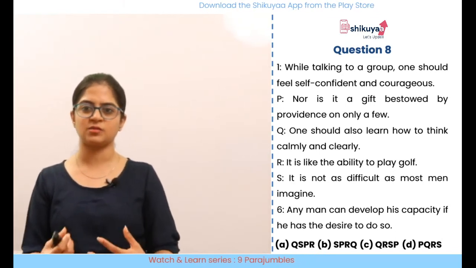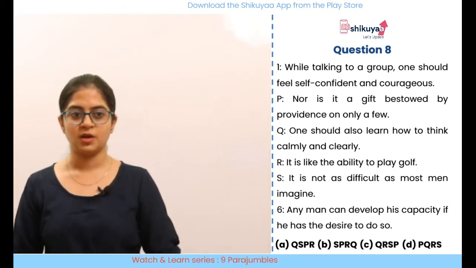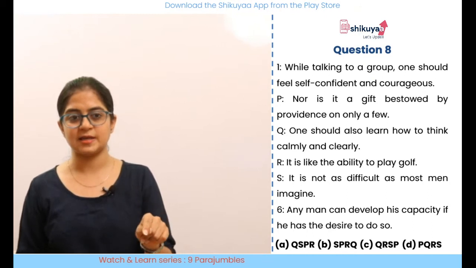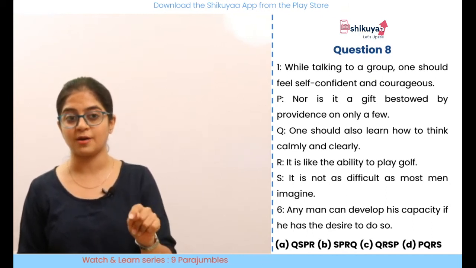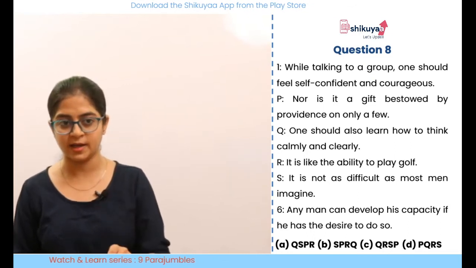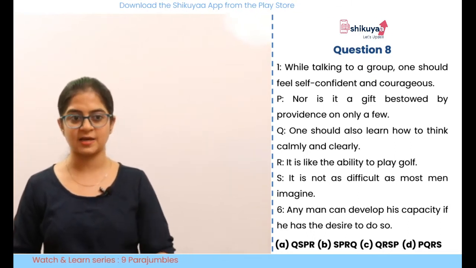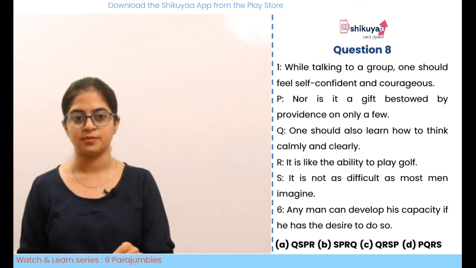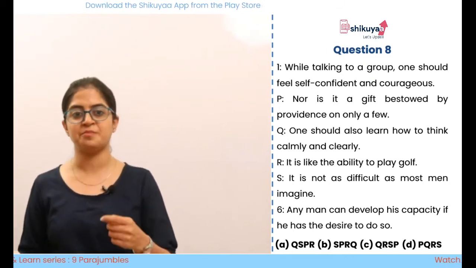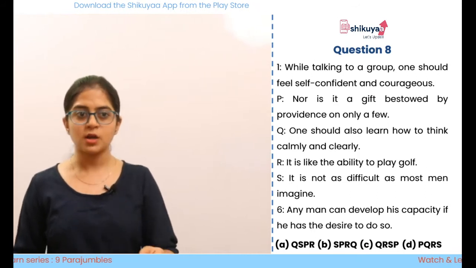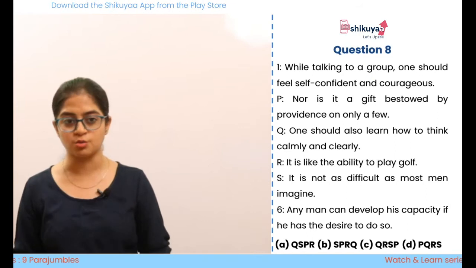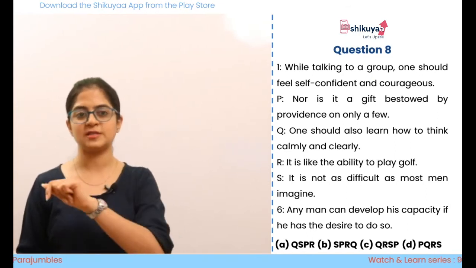This ability is something like playing golf. Clear? So if we see here, whether this sentence S can be continued after Q, one should also learn how to think calmly and clearly. Then sentence S, that is, it is not as difficult. This learning is not as difficult as most men imagine, nor is it a gift bestowed by providence on only a few. And then go with the sentence R.